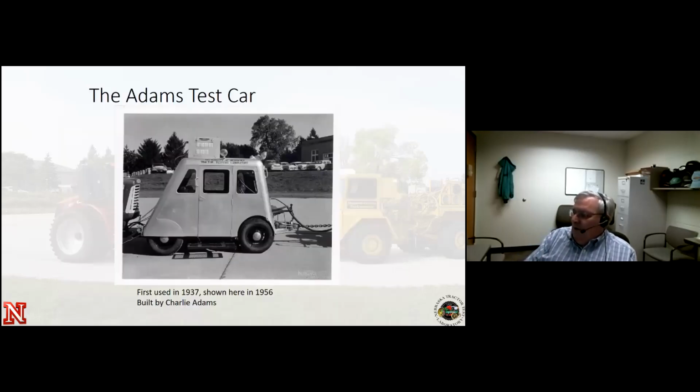One of Zinc's other big accomplishments was an upgrade of the test car. And so this is known as the Adams test car. It was built by one of the engineers that worked here named Charlie Adams. Charlie went on to a very long and distinguished career with Oliver and actually constructed their drawbar test car too after he left UNL. You see the hydraulic load cylinder here.